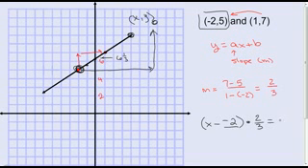My change in y values here was y minus, remember I have to go in the same order, so I started with the x, so I'm going to start with the y minus, in this case, 5. The only thing I have to do to simplify this is change this to plus or positive.